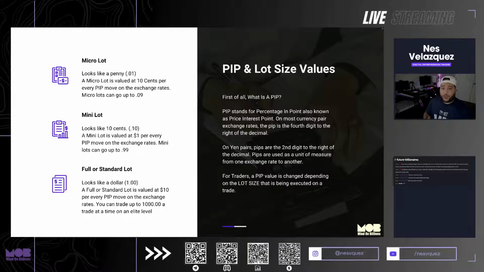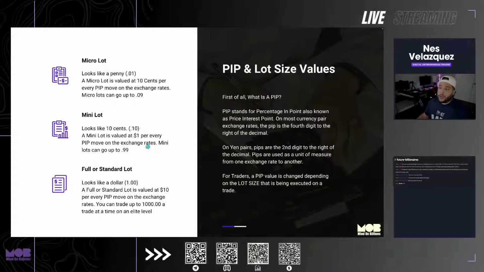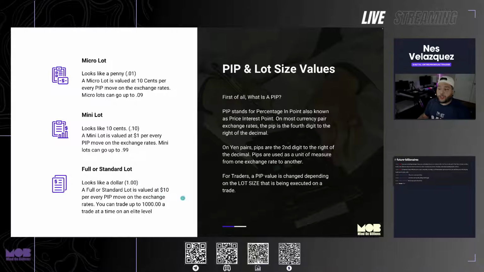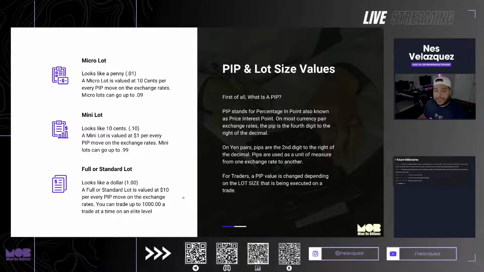Now there's limitations to where you can go. So for a micro lot, 0.01 is 10 cents per every pip, right? But what is 0.02? That's 20 cents per pip. So you could order up to 9 micro lots, as you can see over here. When we're talking about mini lots, every pip is worth $1 at that point, but the most you could go is 0.99 mini lots, so 9.9 mini lots basically. A full or standard lot looks like $1. The most you could trade up to is 1,000 lots in a trade at any particular time.